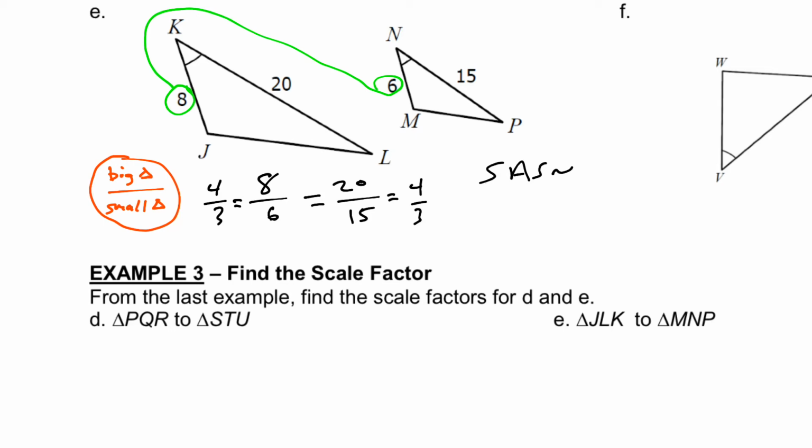So in the large triangle, I'm going to write triangle JKL is similar to triangle, again, putting the letters in the correct order, we would have the vertex at J corresponding with the vertex at M. So putting the vertices in the correct order for the small triangle would be triangle MNP.